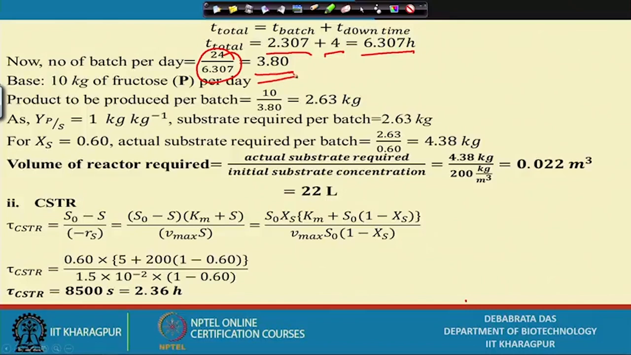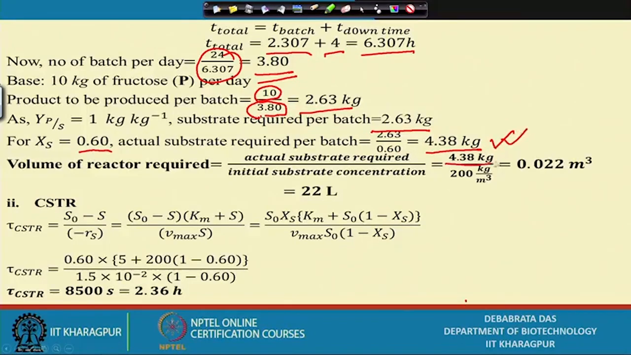This is 3.8 batches. So how much product do you have to produce? 10 kg of fructose. The product to be produced per batch is divided by 3.8, so you will get 2.63 kg of product. And for this product, how much substrate is required? Glucose is required 2.6, because 1 gram of glucose produces 1 gram of fructose. So 60% conversion of substrate is there. So you can easily find out how much glucose is required for the batch process.